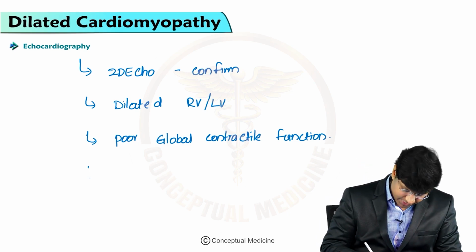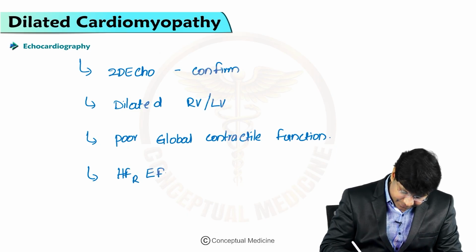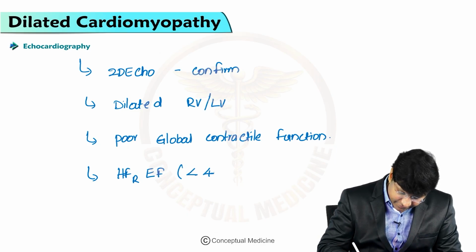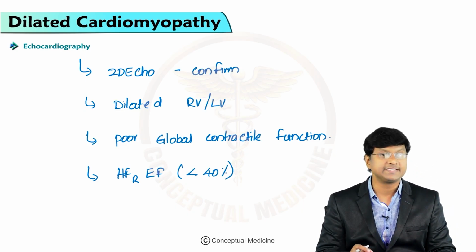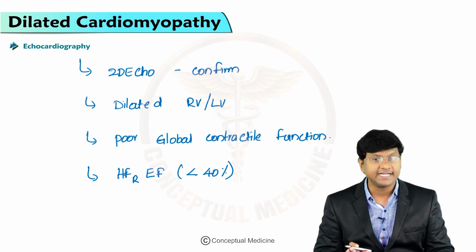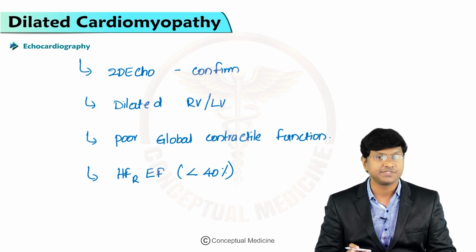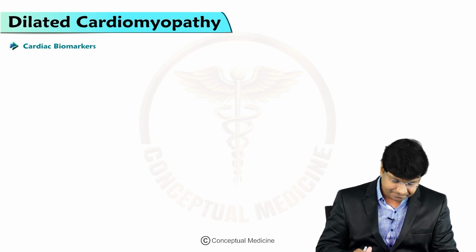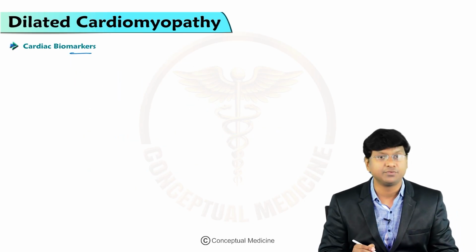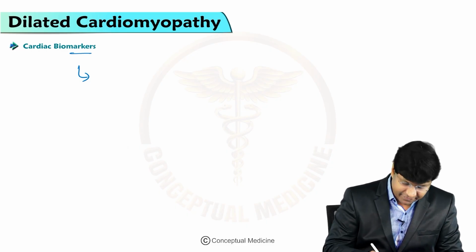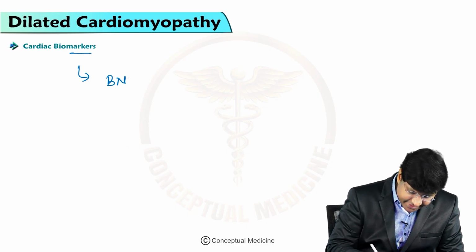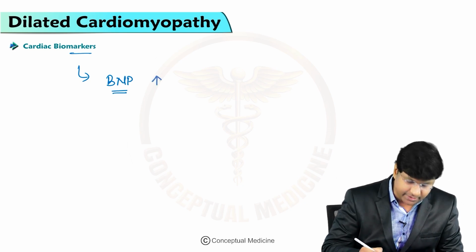That means these individuals will have heart failure with reduced ejection fraction, where the ejection fraction will be less than 40%. So that will be the echocardiographic manifestations in these individuals. Then you take the cardiac biomarkers. The cardiac biomarkers are elevated. But which particular cardiac biomarker is elevated? That is brain natriuretic peptide.